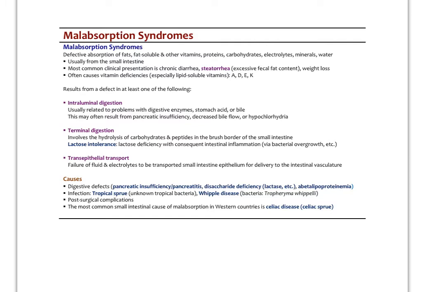So related to diarrhea would be the malabsorption syndromes. This is really defective absorption of fats, fat-soluble vitamins, proteins, carbohydrates, electrolytes, minerals, and water. Remember, it's your jejunum that does most of your absorption of nutrients, so malabsorption usually begins with small intestine disorders. Interestingly, a lot of large intestine disorders like ulcerative colitis don't result in major malabsorption except for water and maybe some electrolytes if there's chronic diarrhea. But small intestine disorders, like celiac and Crohn's disease, can definitely result in malabsorption.